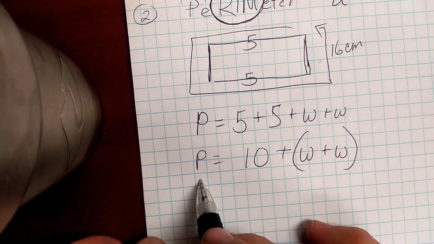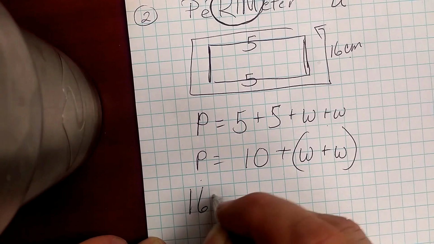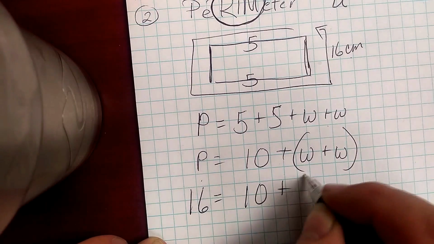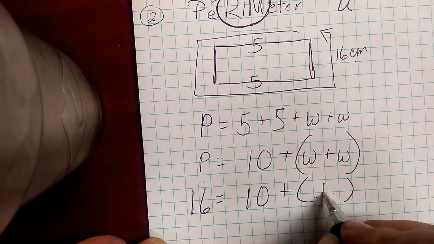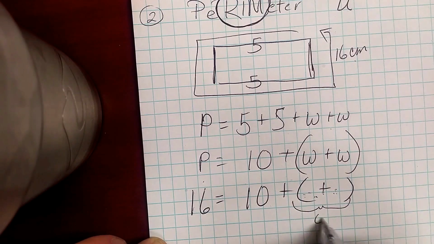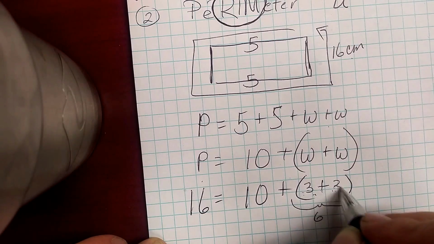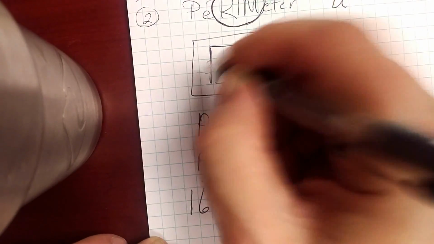Now, we're told that this has a perimeter of 16 centimeters. So we know that this is 16, and 16 equals 10 plus, and we know that this here has to be a 6, but there are two things that are added together. So if all together this adds up to a 6, this has to be a 3 there and a 3 there. So the width is 3, the width is 3.